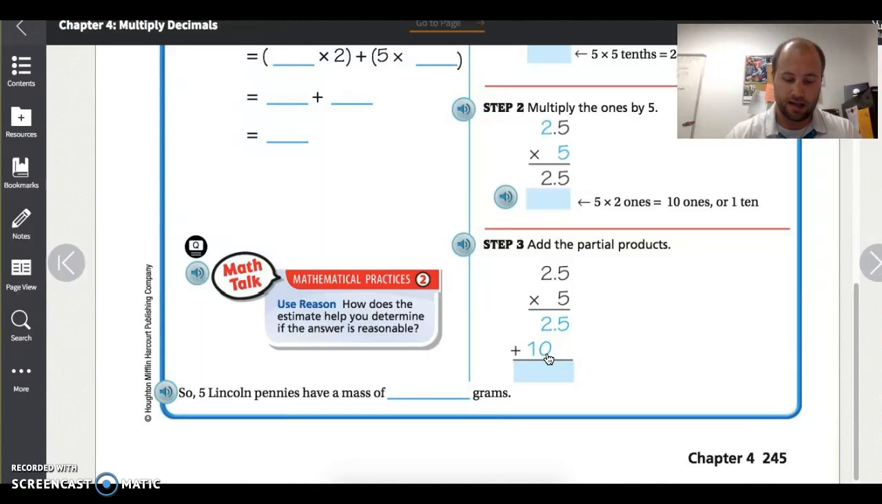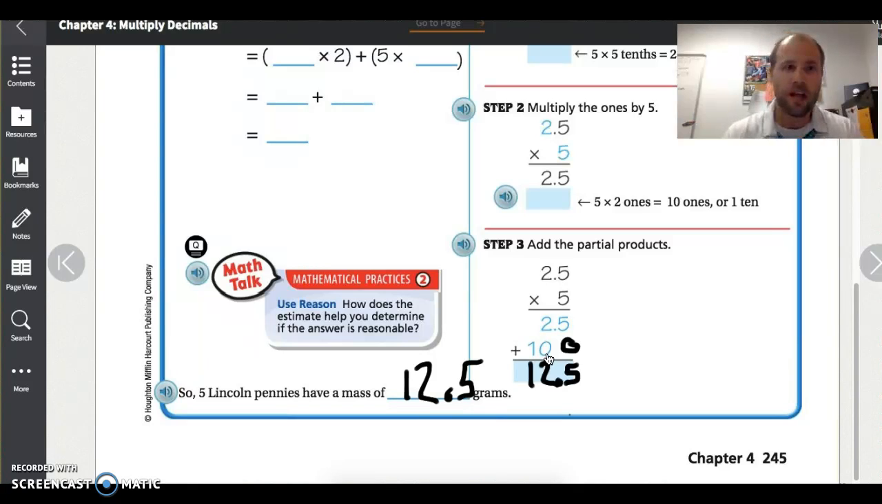Okay? I'm going to pretend like I got a little 0 here. So 5 plus 0 is 5. Don't forget your decimal. Okay? 2 plus 0 is 2, and 1 plus 0 is 1. So either way you do it, you're going to get 12.5 grams, or 12 and 5/10 grams.